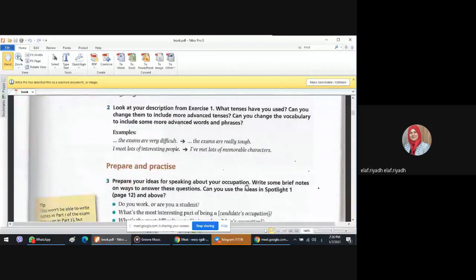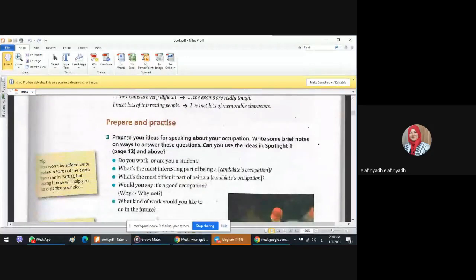Okay, here we have the preparation and practice. In order to use this exercise, you should prepare and practice how to speak and to write. Okay.